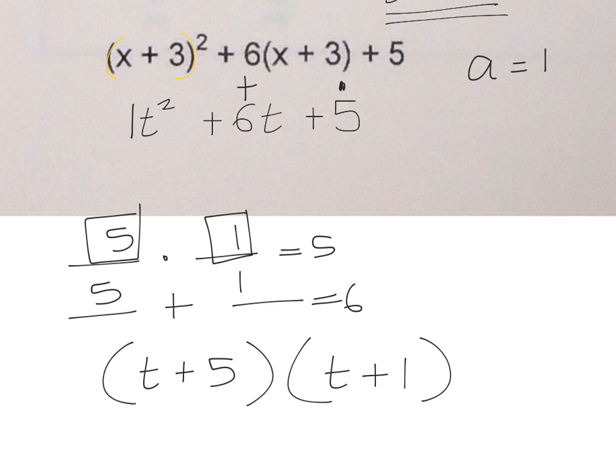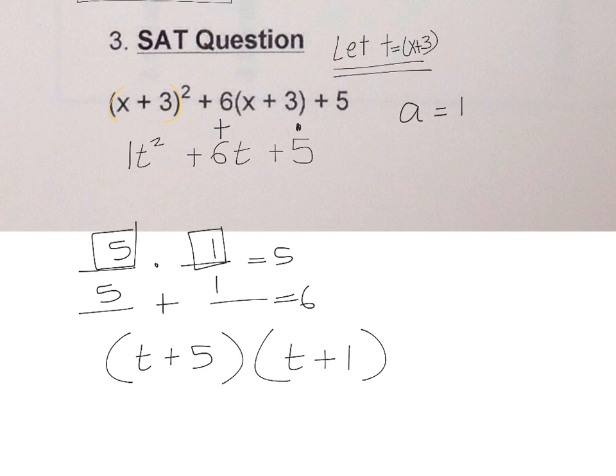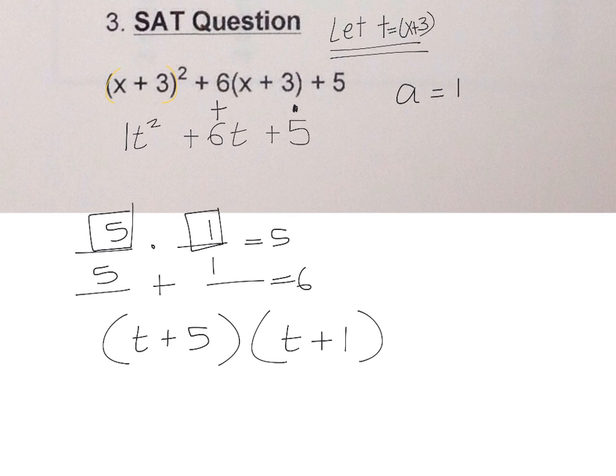Now, the last step, you need to replace the t by what you assumed it is. So what did I say at the beginning? Let t be x plus 3. So once I'm done factoring, I can now replace t by x plus 3. You see that? So now it's x plus 3 plus 5. And the second factor, I can also replace the t with an x plus 3. And then I put the plus 1.